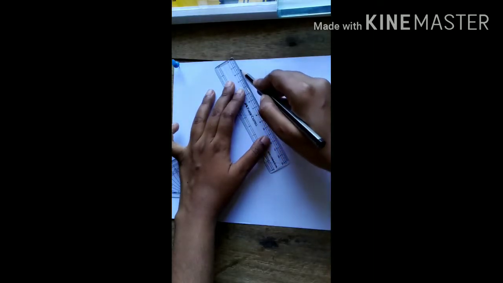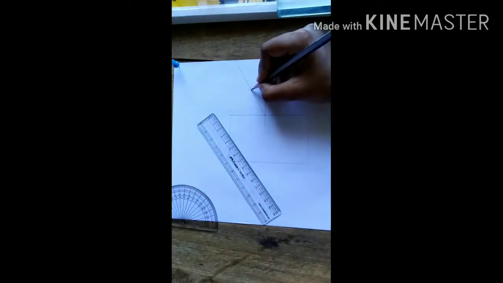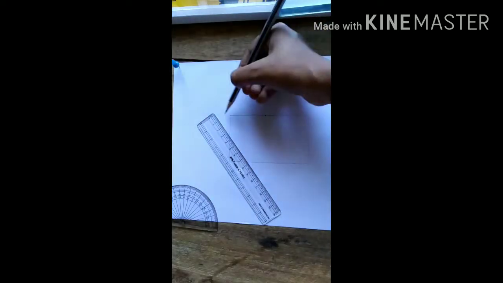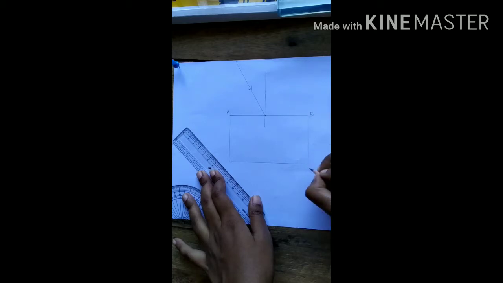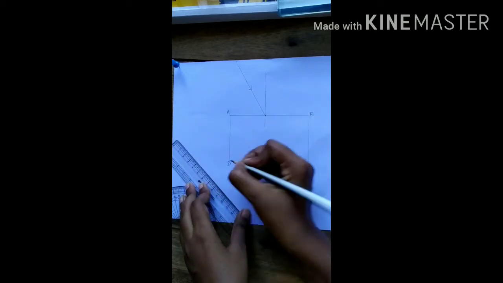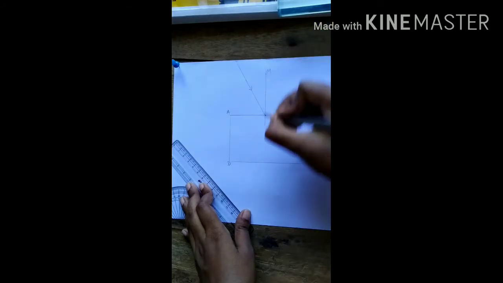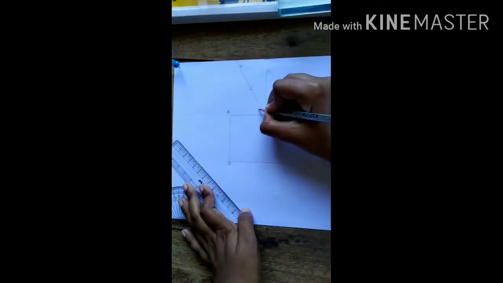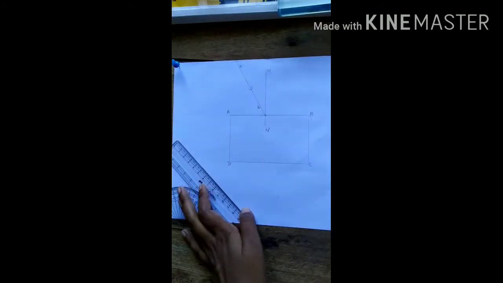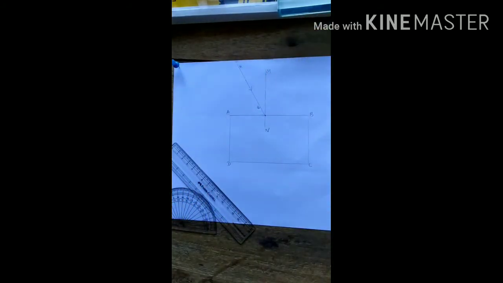Now let's draw the incident ray. So now this is our incident ray, which is incident on this surface. Let's just name the rectangular glass slab as A, B, C, D and the normal as M, N. And the incident ray as A, B suppose. So this is our incident ray. Got it everyone?